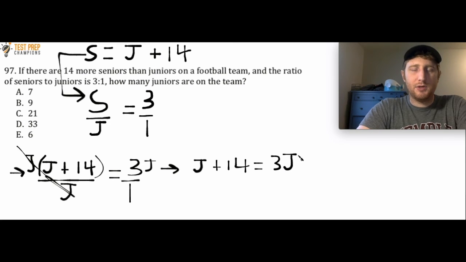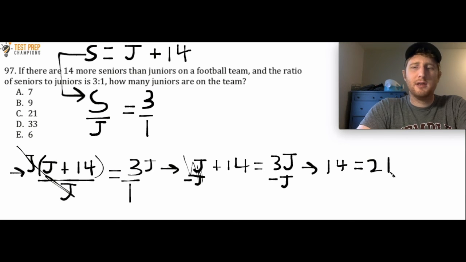Next, I'm going to take this j, and since it's j plus 14, I want to subtract. What is 1j minus 1j? They cancel out, giving us 0 plus 14, which is just 14. But whatever I do to one side, I have to do to the other. So I'm going to subtract j on this side too. And if I do that, I'm going to get 14 equals 2j.